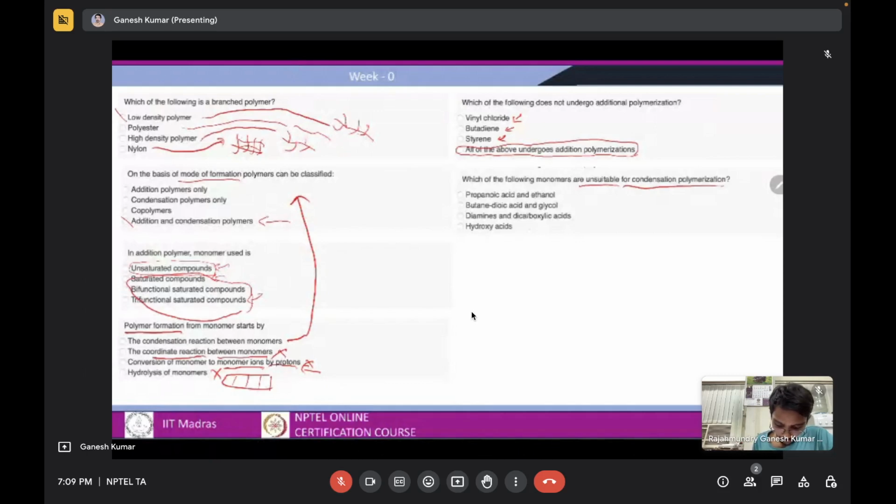Coming to the next one: which among the following polymers has low solubility, whether it is polyethylene, polystyrene, nylon 6, or epoxy resin? Maybe all of these three may have a good solubility, whereas epoxy resin is called a very highly insoluble polymer.